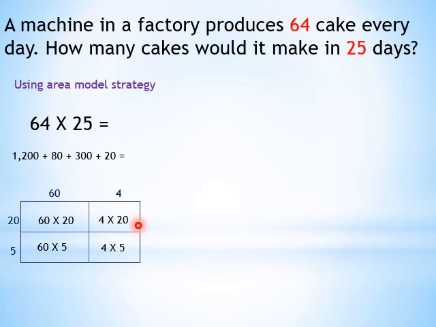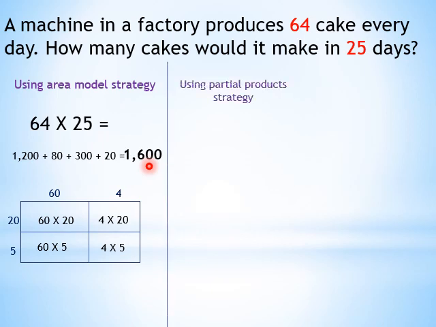4 by 20, I'll drop down the 0, and 4 by 2 equals 8, so 80. Plus 60 by 5 equals 300, and 4 by 5 equals 20. I will add them all together and it will equal 1600. This is the first strategy. I can do the same operation using the partial products strategy.